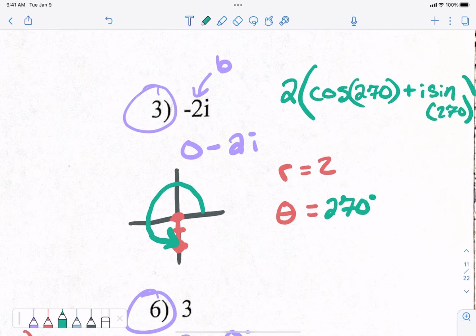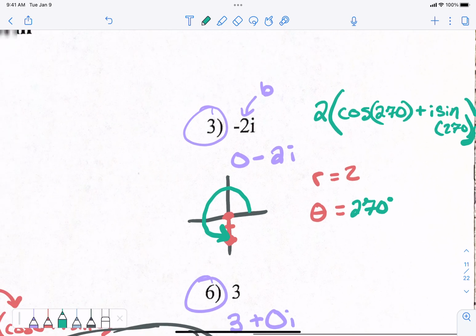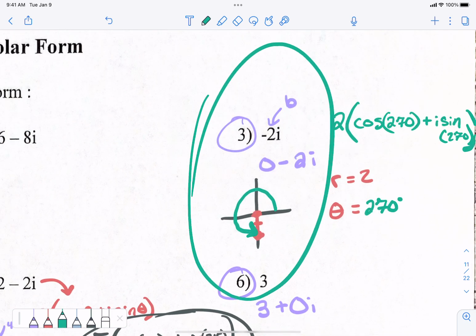Number 6 would just be cosine of 0, sine of 0. Some people also instead will do cosine of 360, sine of 360, because we'll do that too. But I would do 0. 0 just makes more sense. Okay? So 3 and 6 are going to be a lot easier. Just look at the graph of where the angle is located and how many units it is.